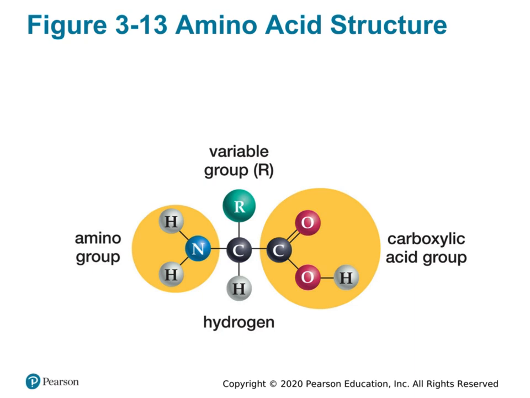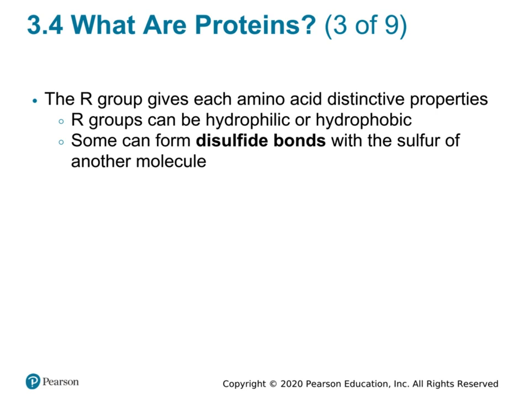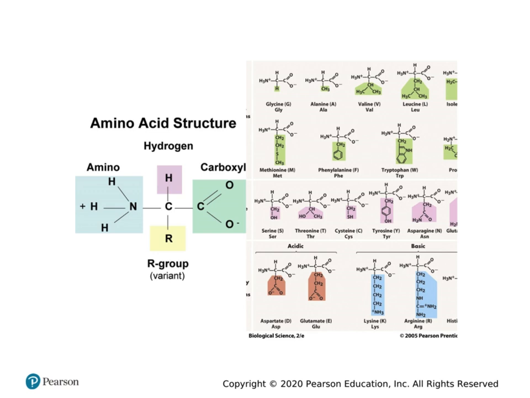Here in this image, you can see the basic amino acid structure. On the left, we have the amino group with its nitrogen. On the right, the carboxylic acid group that has its carbon double bonded to oxygen. And you can also see the variable R group. That's what is different among each amino acid. It's that variable R group that gives an amino acid its distinctive properties, because R groups can be hydrophilic or hydrophobic. They can form disulfide bonds. So they're the interactive part and the variable part of amino acids.